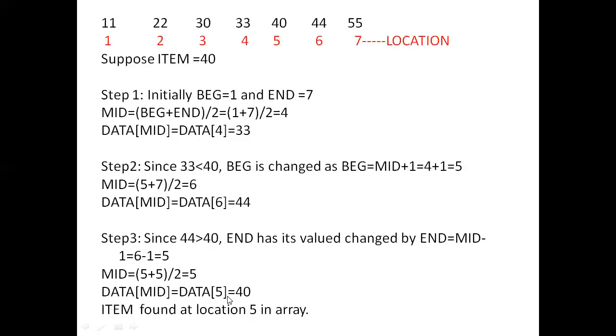For example, if I'm not getting the item in this array, then data mid is not equal to item. It means the item is not found at any location in the array, so the search is unsuccessful.